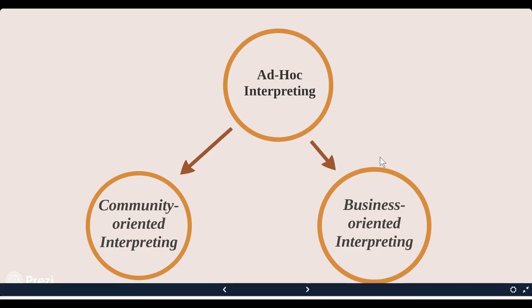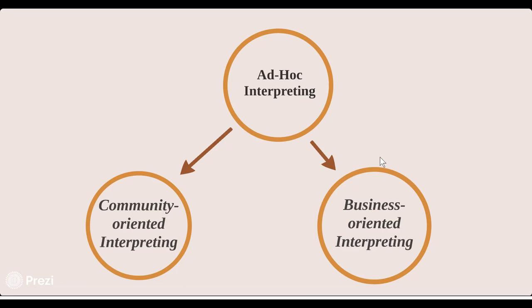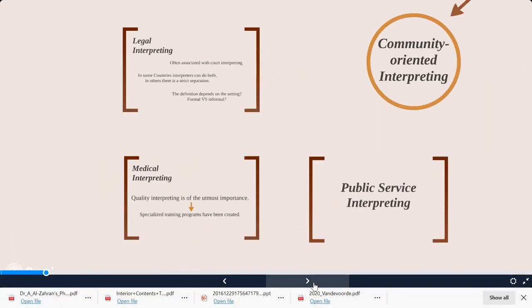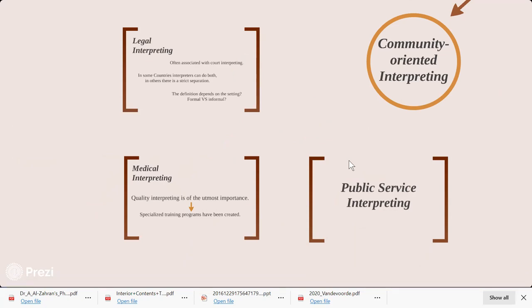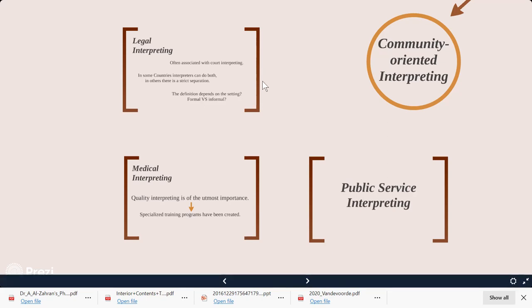Here we have the second part, which is business-oriented interpreting. Business-oriented interpreting can also go under community interpreting, because it is business that relates to helping or serving the community. For example, if someone wants to rent or purchase a house, he needs an interpreter. If someone wants to purchase life insurance, this also goes under business-oriented, but it's still under the umbrella of community interpreting. We have legal, medical, and public service interpreting. All of those go under community-oriented interpreting, so at the end, it goes under community interpreting.